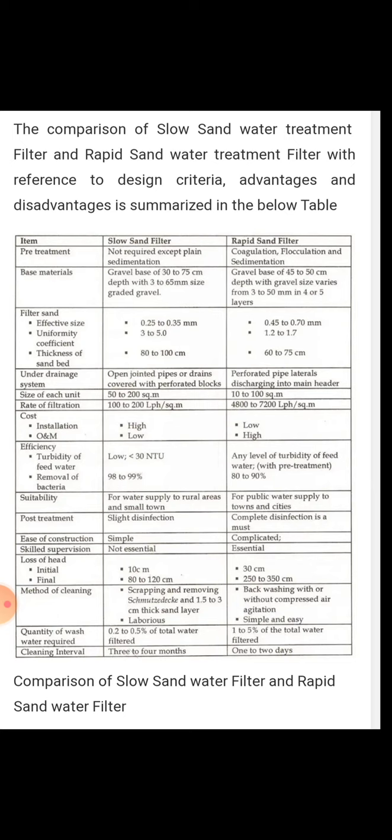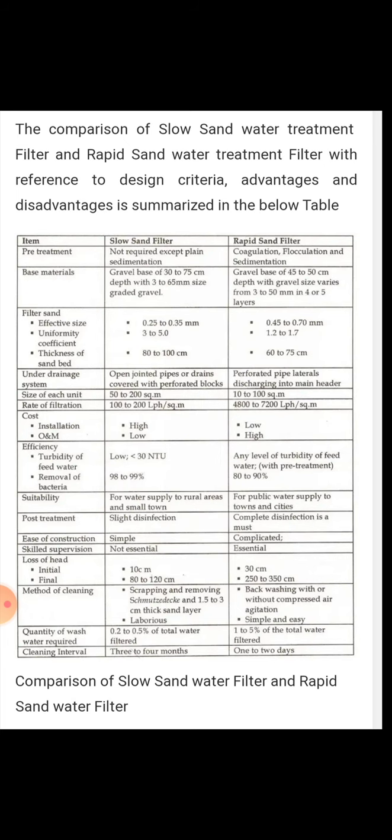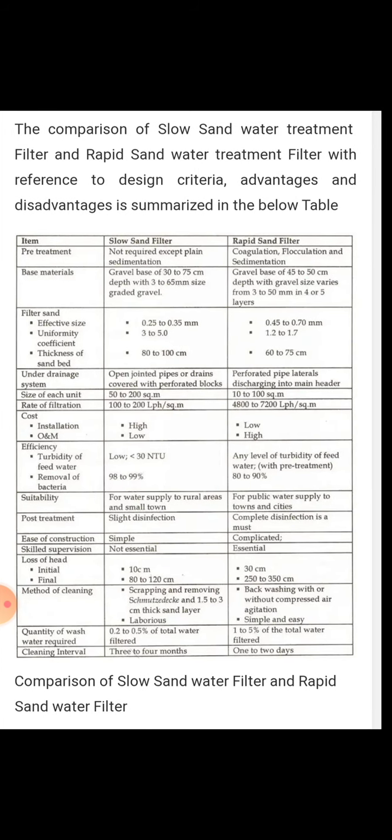If you are considering the rapid sand filter, the gravel depth varies from 45 to 50 centimeters, which is less depth as compared to the slow sand filter, and the size of gravel varies from 3 to 50 mm, in 3 to 4 layers, or 4 to 5 layers. So that is the size and the depth of the base material gravel for the slow sand filter and rapid sand filter. Next, filter sand, that is the filter media.